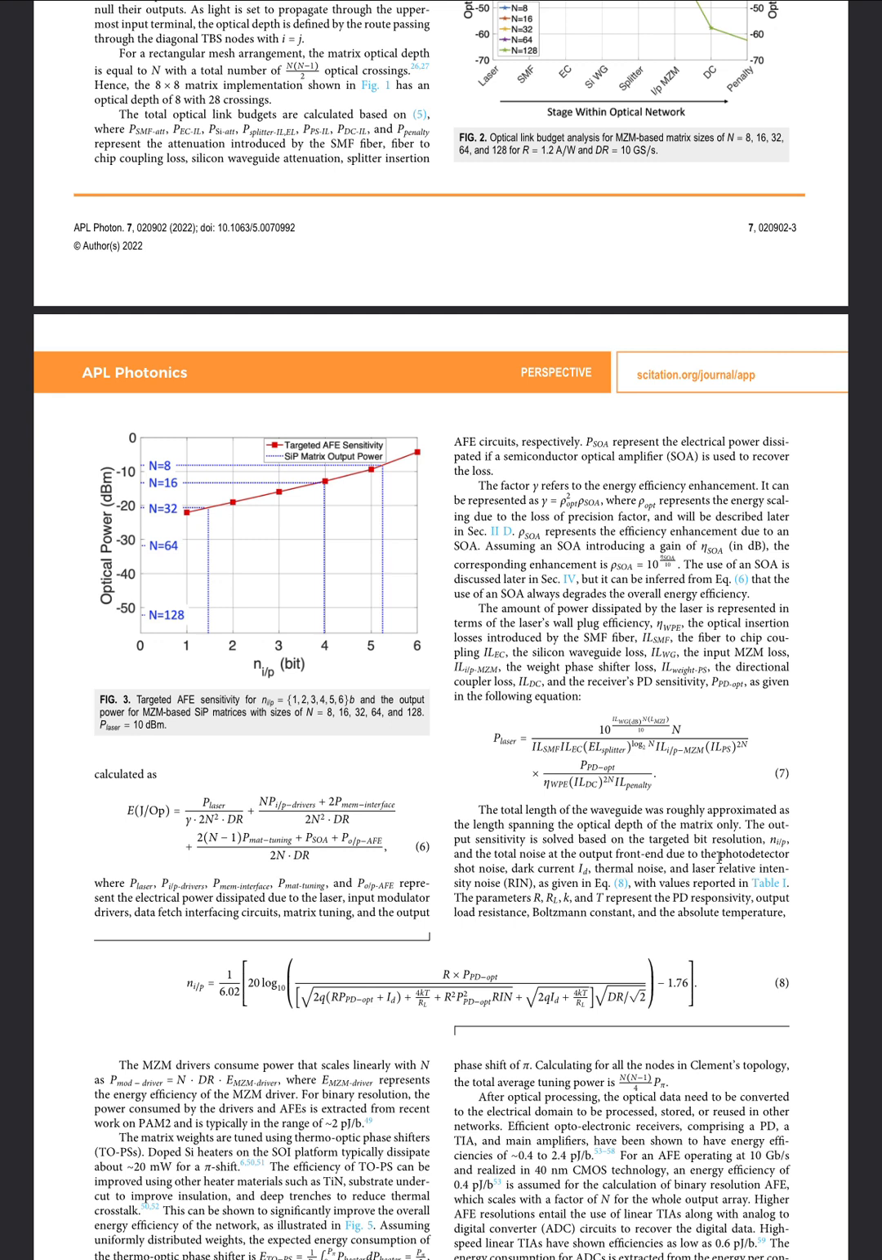Mach-Zehnder modulators consume power that scales linearly. The power consumed by drivers in analog front ends is about 2 picojoules per bit, and matrix weights are tuned using thermo-optic phase shifters, and these depend on doped heaters, which dissipate around 20 milliwatts for a pi phase shift, and the efficiencies of these heaters can be improved through other heater materials, substrate undercut, and trenches to reduce thermal crosstalk.